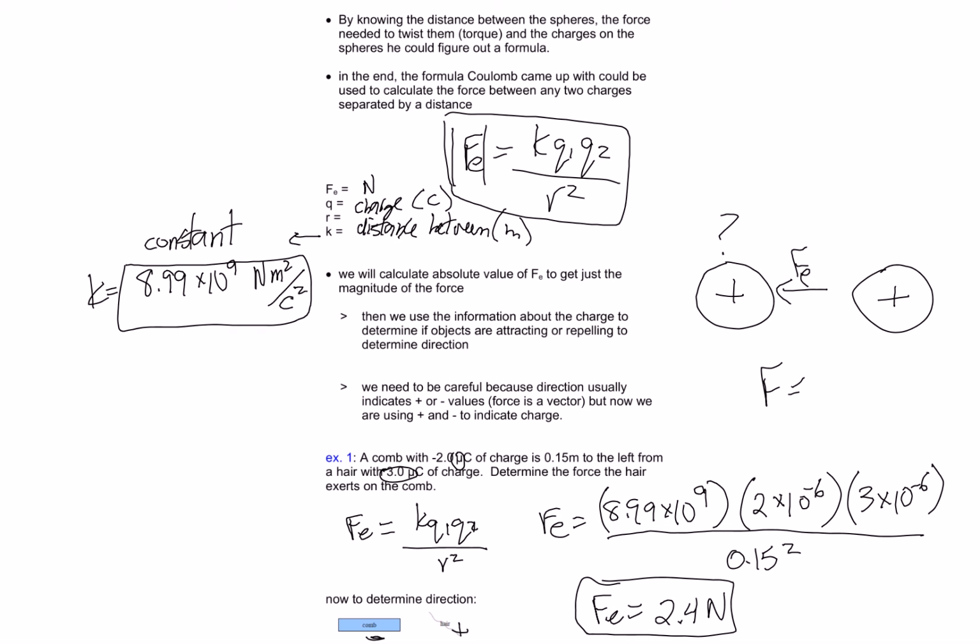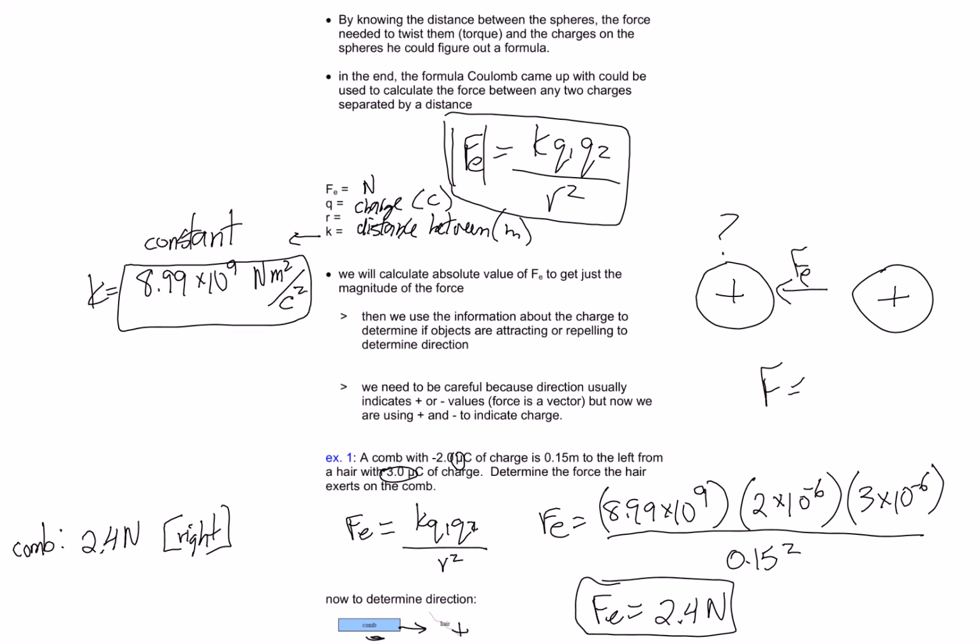So the hair is going to attract the comb. So we're talking about in terms of what's the force on the comb. We would say the comb has 2.4 newtons to the right. Or you could say towards the hair or something like that. Okay? So that'll be the force on the comb.